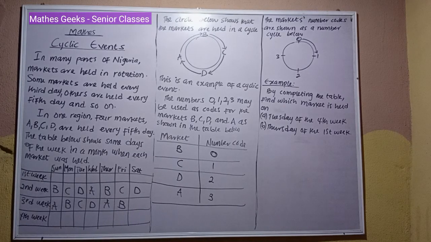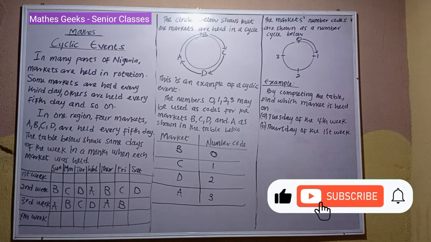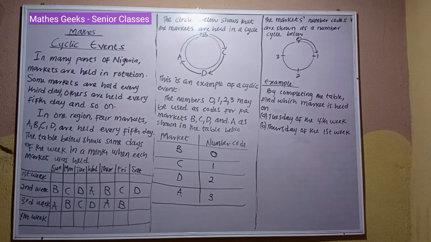Cyclic events. In many parts of Nigeria, markets are held in rotation, as in a circular form. Some markets are held every third day, others every fifth day, and so on. In one region, 4 markets A, B, C, D are held every fifth day. The table below shows some days of the week in a month when each market was held.